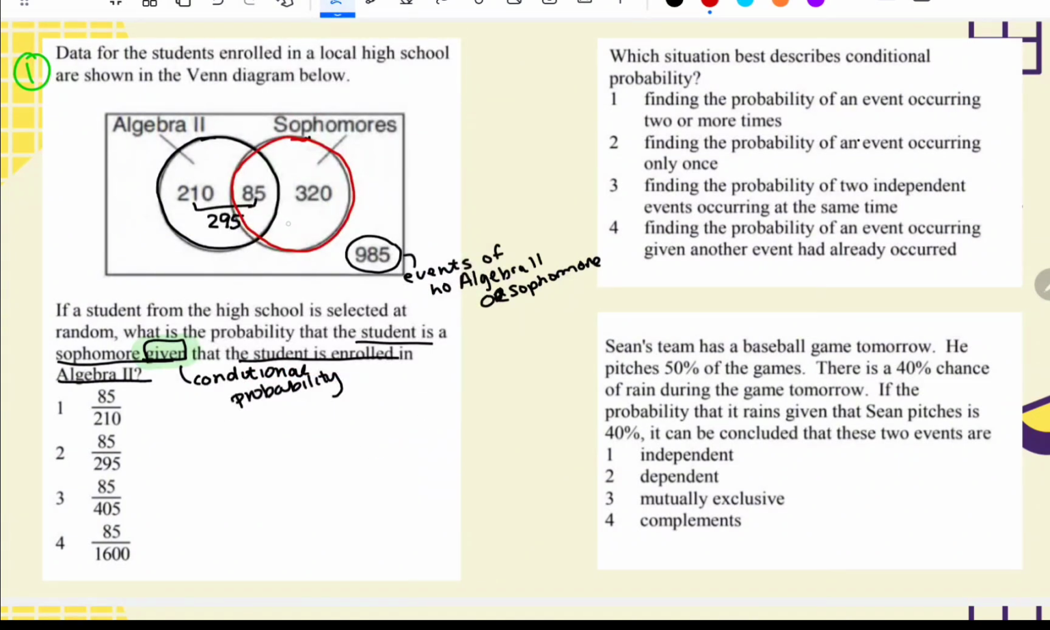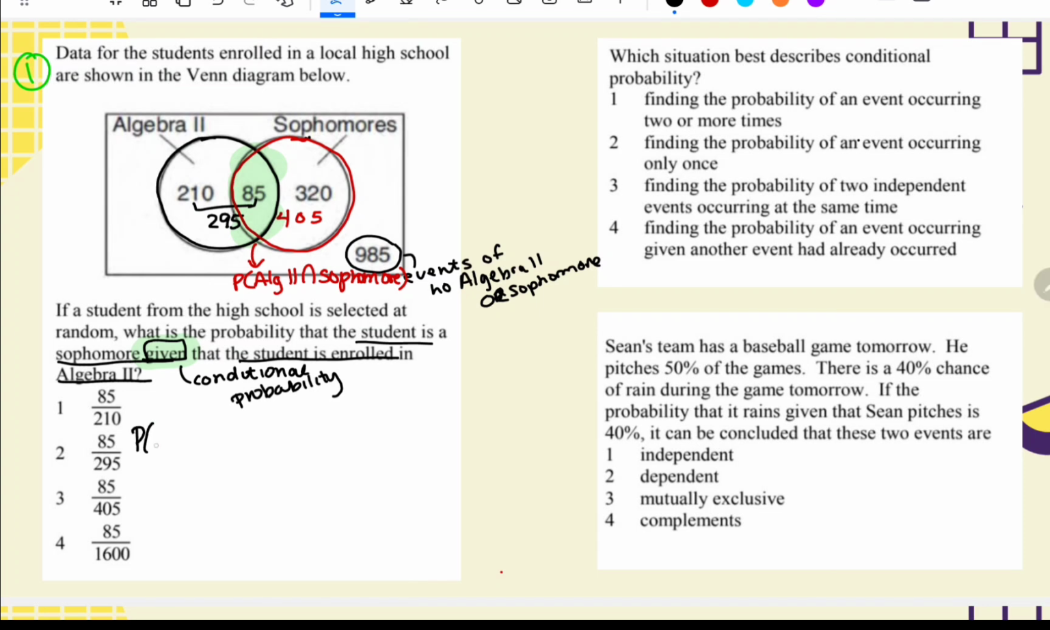That would be 405 students. Let's just double check that. 405 students. This part right here, the 85, represents the probability of having Algebra 2 and being a sophomore. And this is going to be helpful. So, the question is asking the probability that a student is a sophomore given that the student is enrolled in Algebra 2.